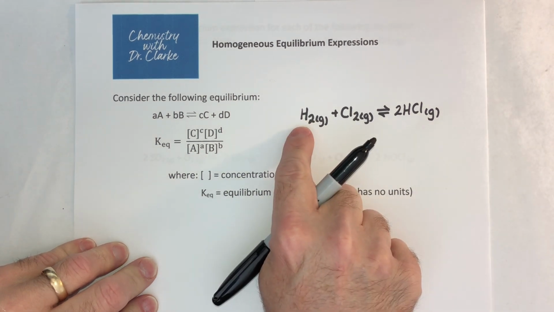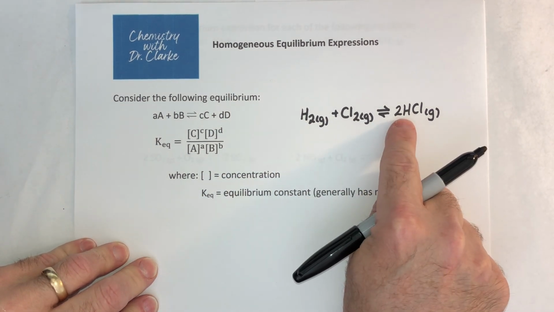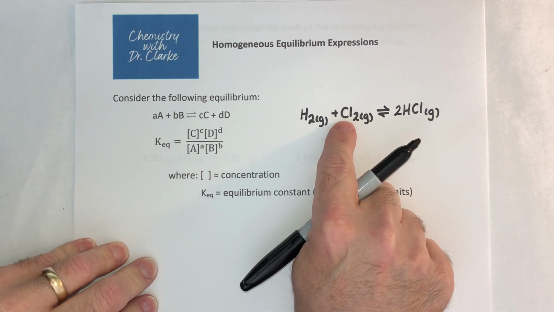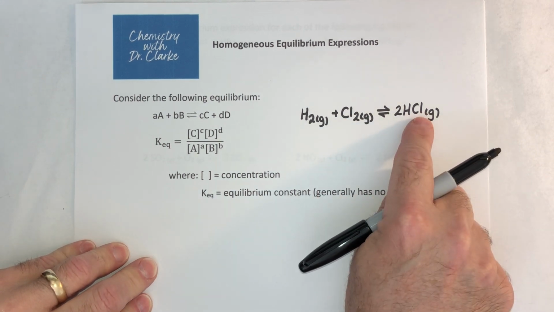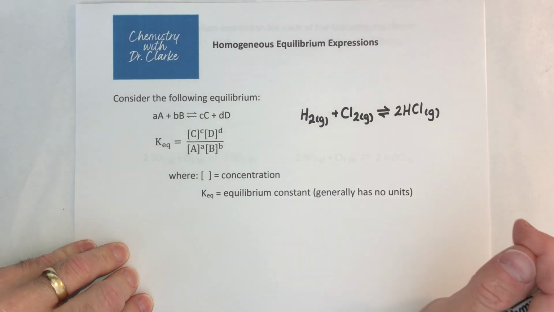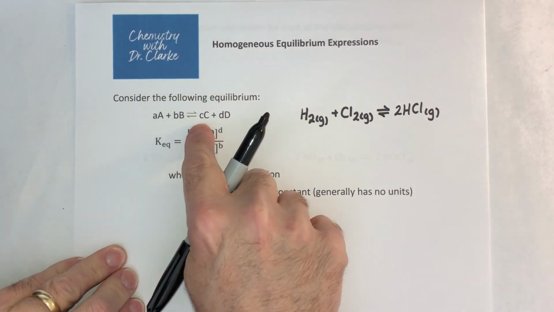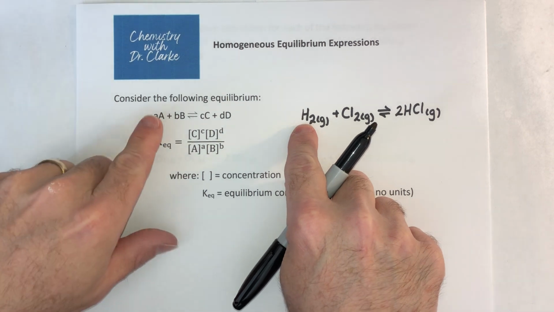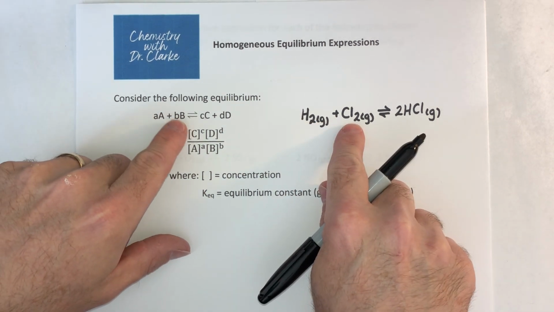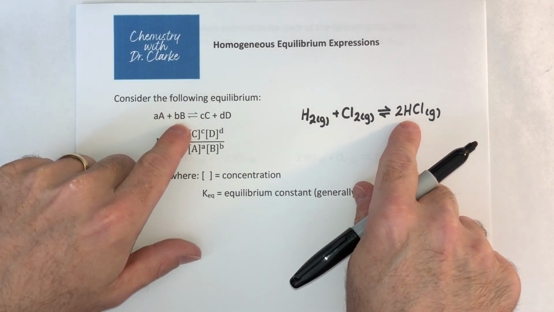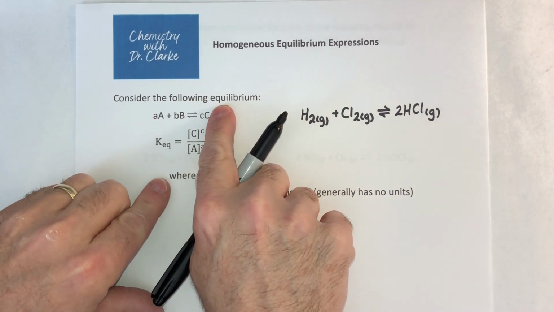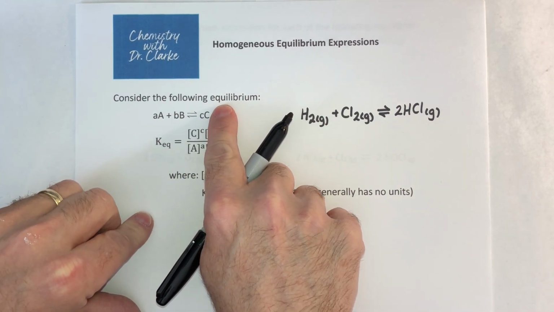You have two hydrogens at the beginning. You've got two hydrogens at the end. You've got two chlorines at the beginning. You've got two chlorines at the end, right? So this is an equilibrium. It's generalized by this, right? So chemical A would be the H2. Chemical B would be the Cl2. Chemical C would be the HCl. And in this case, we don't have a second product.